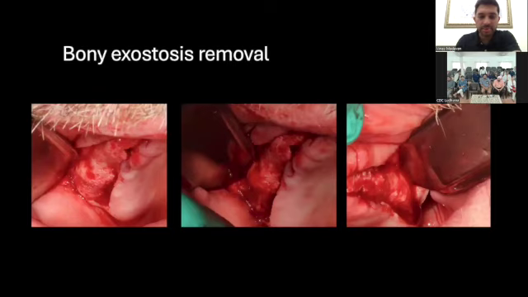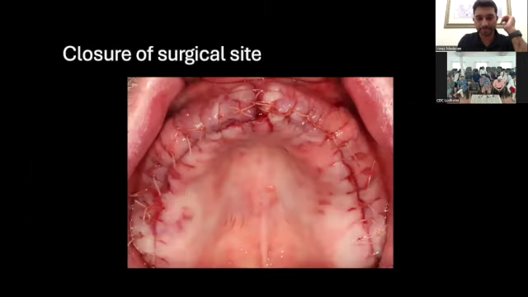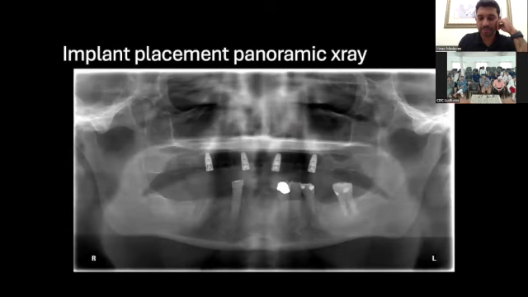Also, at the same time, there were some bony protuberances, or bony exostosis, on the distal aspect of the tuberosity. When the patient was opening his mouth, the coronoid process would rub in those areas. So because I was giving him an overdenture, I recontoured the hard tissues in that area, and provided a little bit more space for my flange, because in the interim denture, my flange was very thin in that area. Went ahead and closed the surgical site. Again, this is after the implant placement with cover screws.